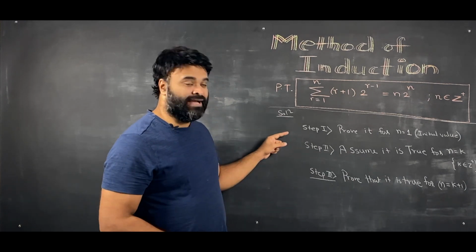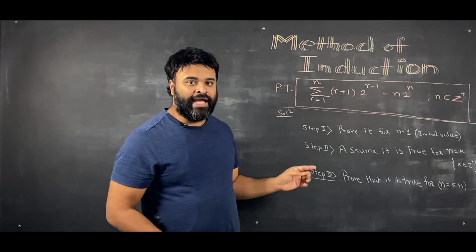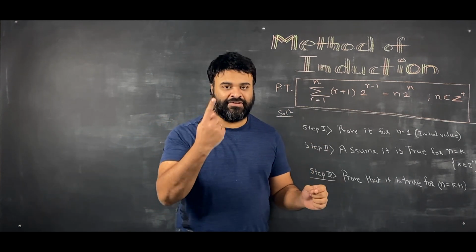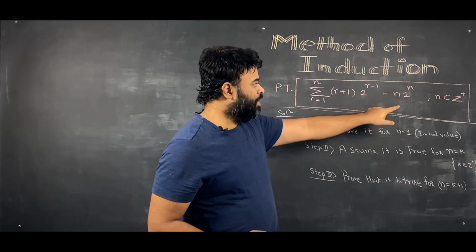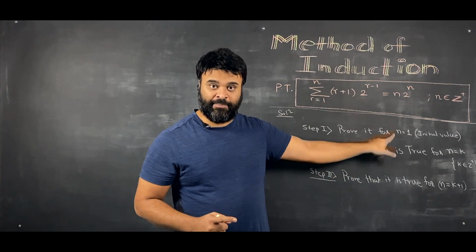I will explain this better with the help of a problem later on, but let's take a quick recap. In step 1, we will prove it for the initial value, the first value. The first value of a positive integer is 1, so we will prove this statement for n equal to 1.